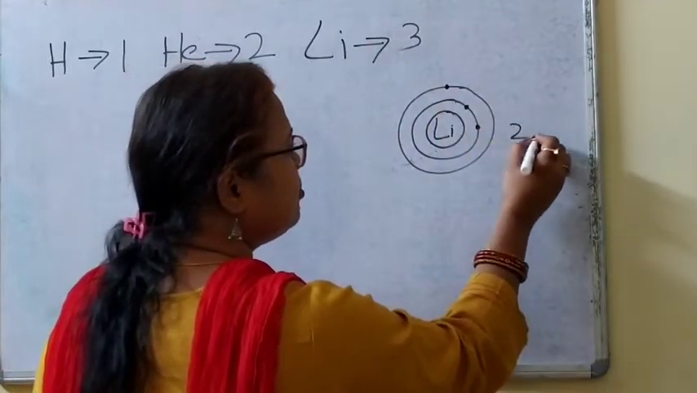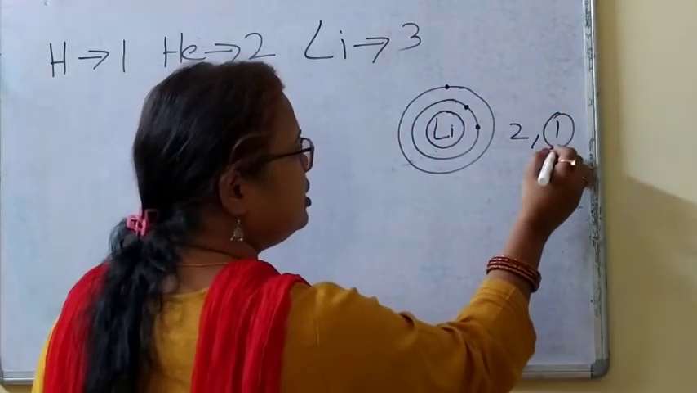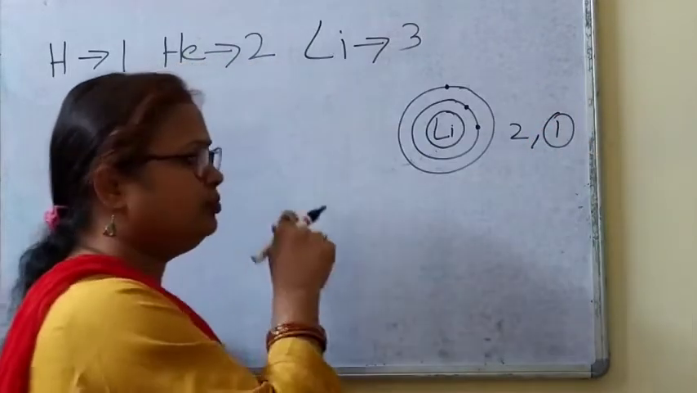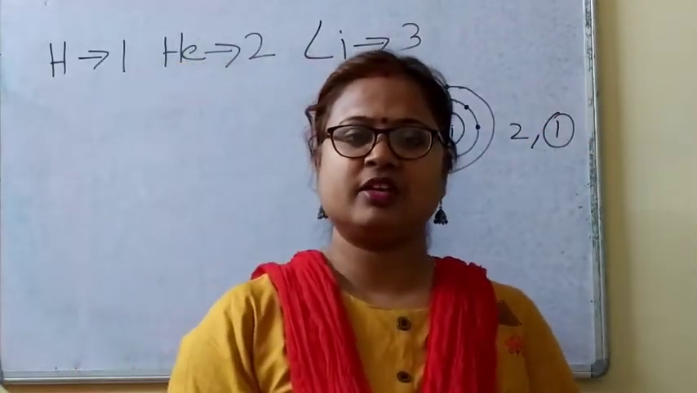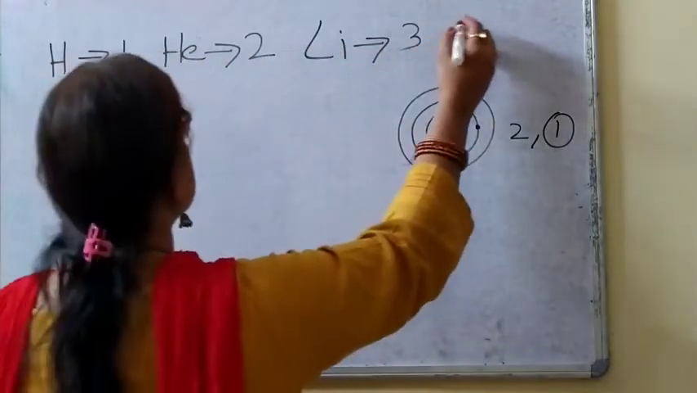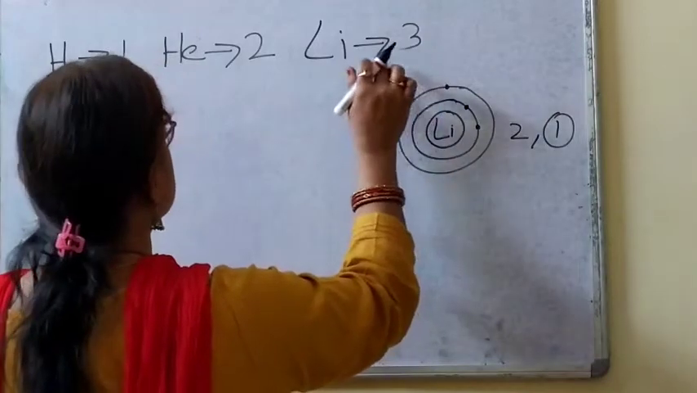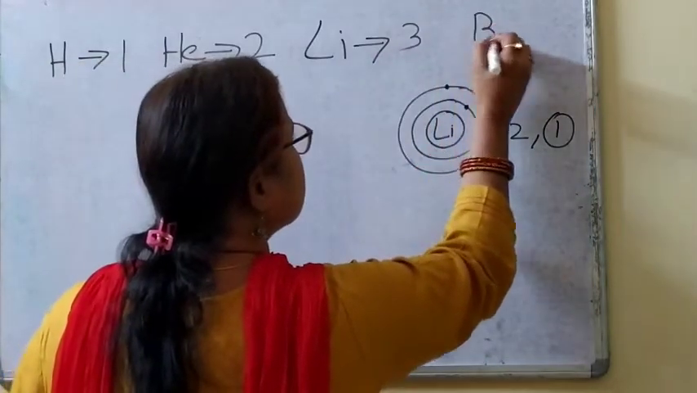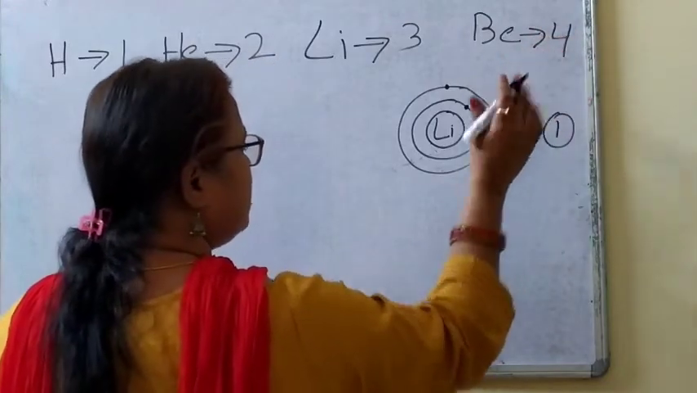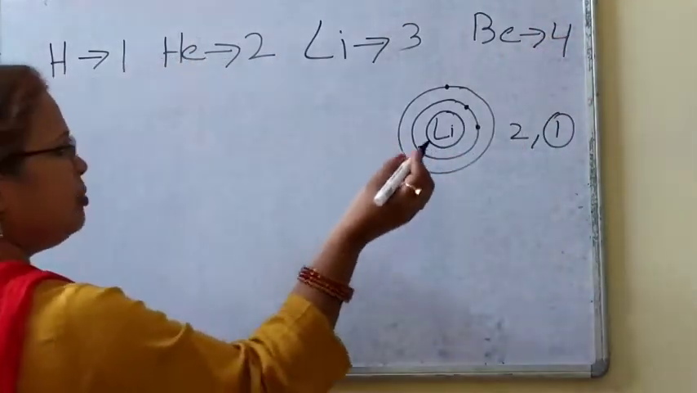So 1 is here, and this is the combining capacity of lithium. So the valency of lithium is 1. Okay. The atomic number of lithium is 3. Now next is beryllium. The atomic number of beryllium is 4. Clear? Again draw the atomic structure of beryllium.